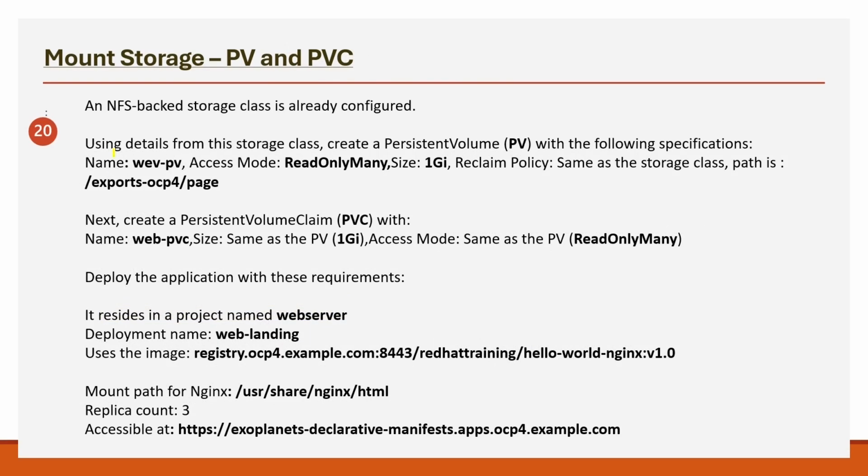Okay, this is the next question related to mounting storage, PV and PVC, to a deployment. In the question, an NFS backend storage class is already configured. So in the exam, there will be an NFS backend storage, and a storage class will be available already. Using the details of the storage class, create a persistent volume with the following specifications. Name should be WebPV. Access mode is ReadOnlyMany and the size will be 1 GB. And the reclaim policy is the same as the storage class, which means you have to find the storage class reclaim policy first.